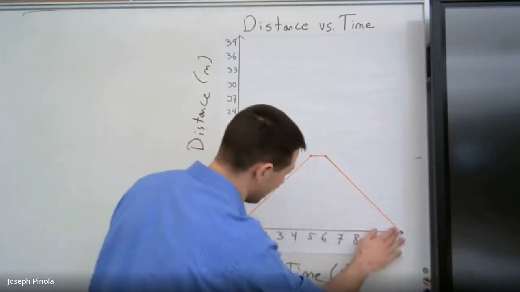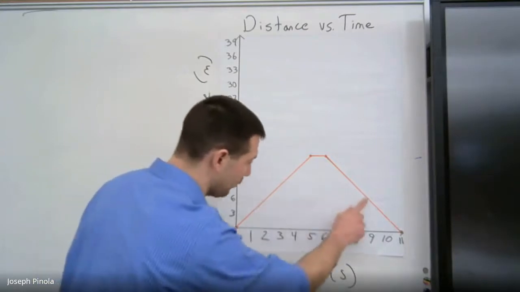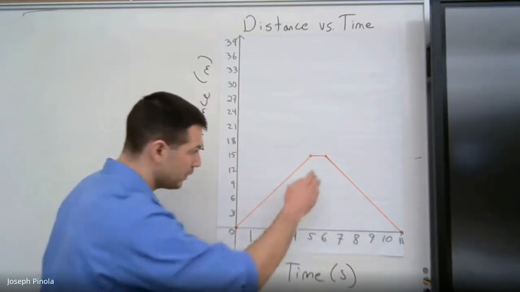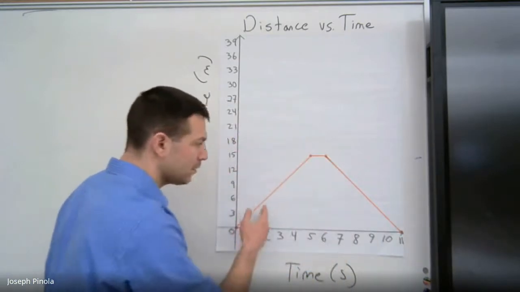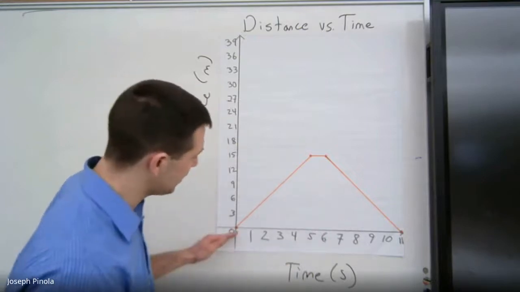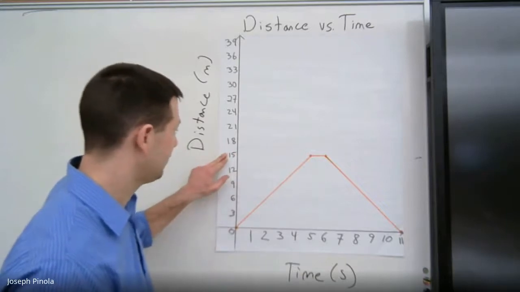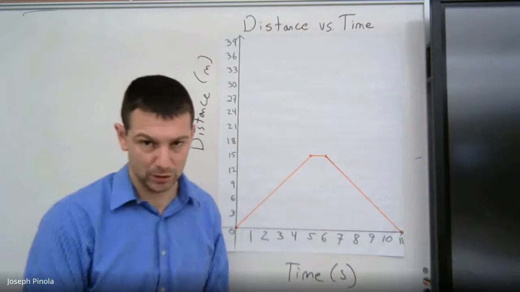The reason we can say that the speed over this first part of its motion and the speed over the last part of its motion are the same is because the slope of the line is the same in each case. Even though this slope is down and this slope is up, neither line is steeper than the other one. And therefore, we can see that the car was moving with the same speed as it went out to 15 meters, as when it came back from 15 meters in the last part of its motion.